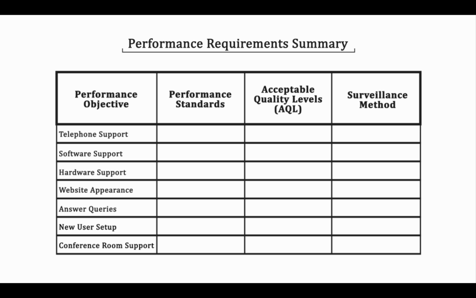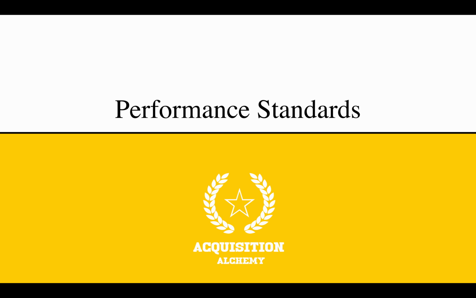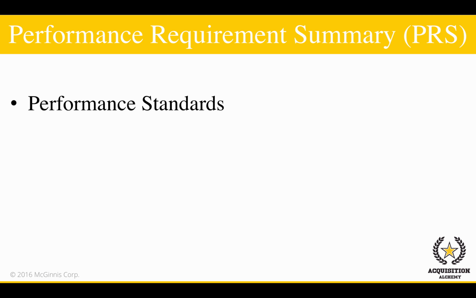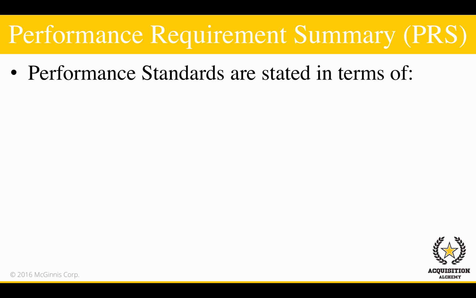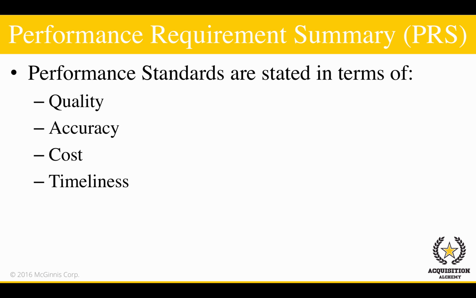Now that we have a solid list of the performance objectives for our PRS, we will create the performance standards. Our PRS's second column is the performance standards. FAR 37.603 states, the standard shall be measurable and structured to permit an assessment of the contractor's performance, which means performance standards need to be stated in terms of quality, accuracy, cost, timeliness, completeness, etc. in order to be measured.